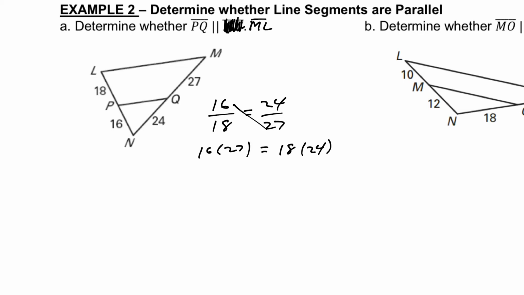Then we have 16 times 27, that's 432. And on the right-hand side, we have 18 times 24, that's also 432. So that checks. This is a true proportion. So if that's true, then we know that, yes, they're parallel. So our conclusion is, yes, segment PQ is parallel to segment ML.